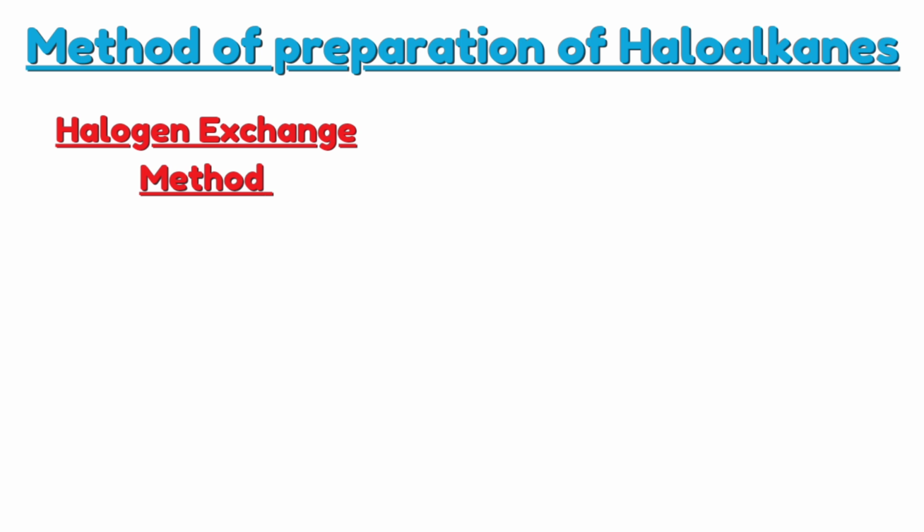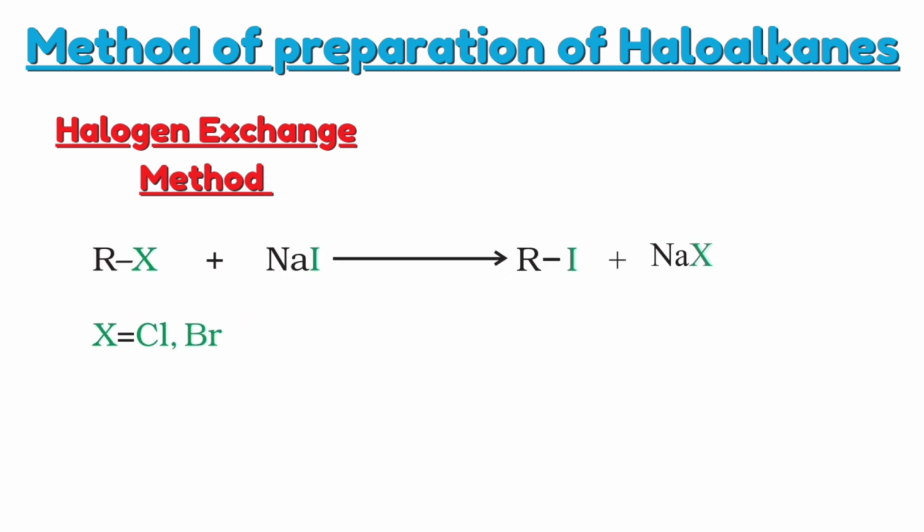Now this reaction is useful for the preparation of alkyl iodides and alkyl fluorides from alkyl chlorides and bromides. The formation of alkyl iodide by the reaction of sodium iodide with alkyl chloride or bromide in the presence of dry acetone is called Finkelstein reaction. As the name suggests, it is just a halogen exchange reaction. The iodine of sodium iodide replaces the chlorine or bromine of the alkyl group.